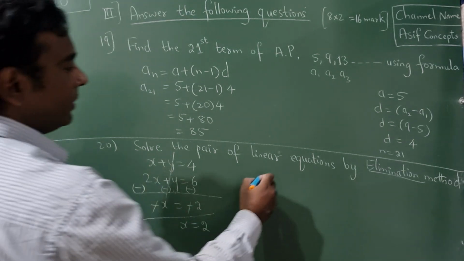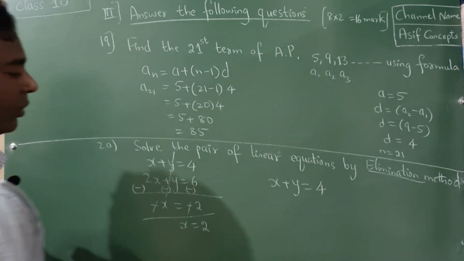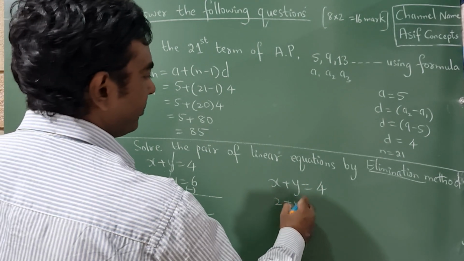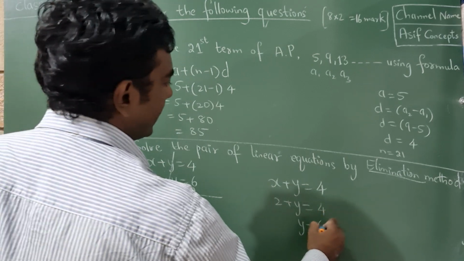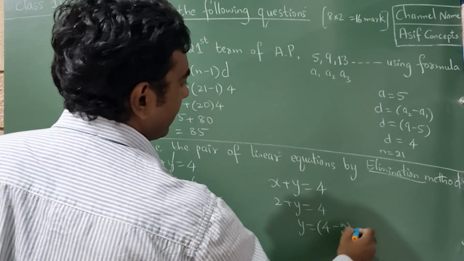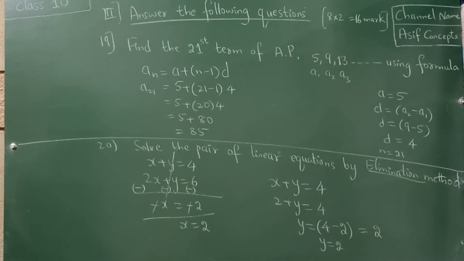Substitute this in any one equation. Let me write x plus y is equal to 4. Now the x value is 2. Now take this 2 to the right hand side, so it will be minus 2. So 4 minus 2 is 2. So what is the y value? It is 2.